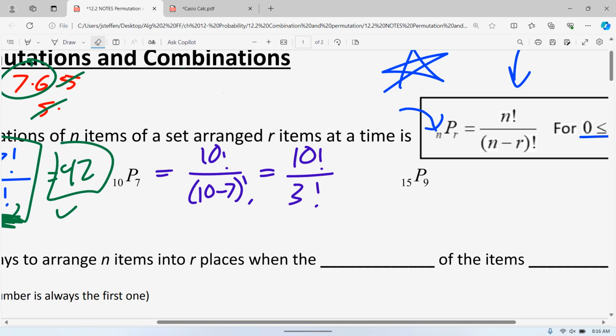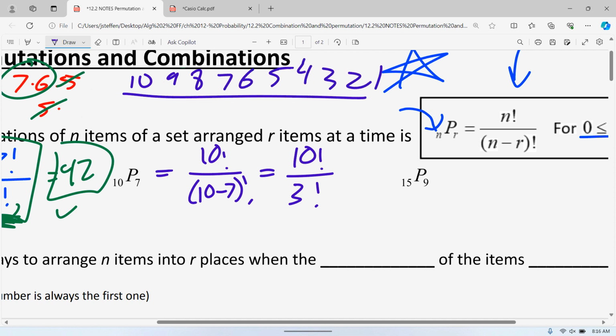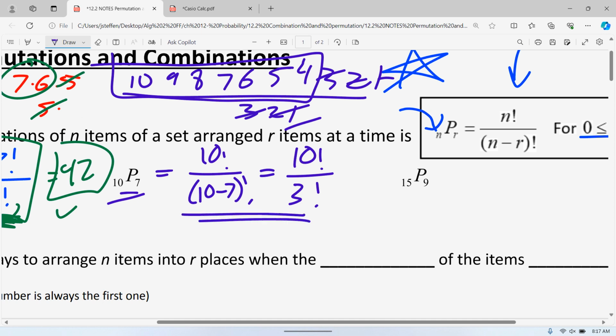But if you're doing this one by hand, we have 10 times 9 times 8 times 7 times 6 times 5 times 4 times 3 times 2 times 1 over 3 factorial, 3 times 2 times 1. So when these cancel out, it doesn't cancel out a lot of these. You'd have to type all that in your calculator still. 10 times 9 times 8 times 7 times 6 times 5 times 4. So that's why using the permutation does end up being a little bit nicer. But again, I need to see one of these fractions to get full credit.